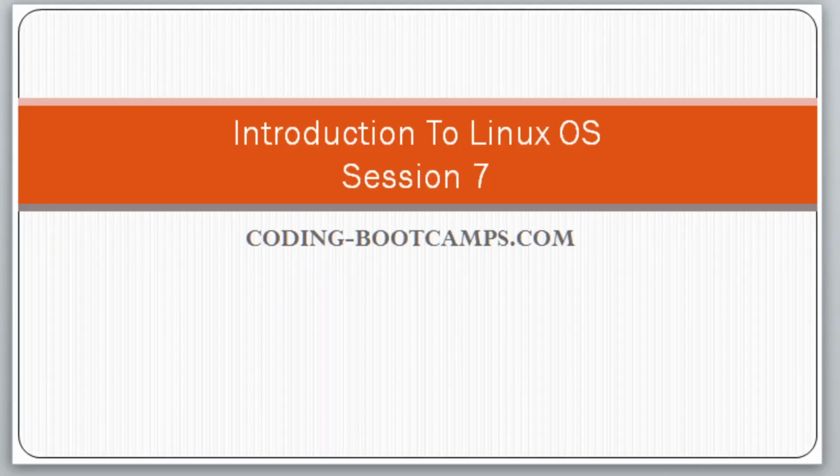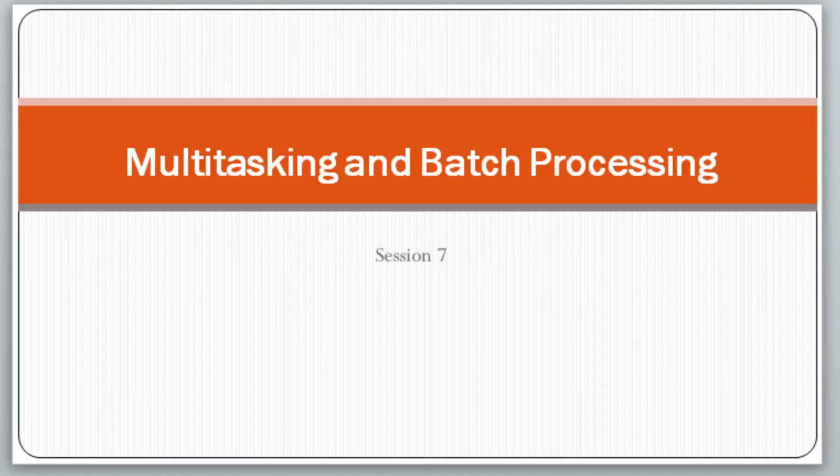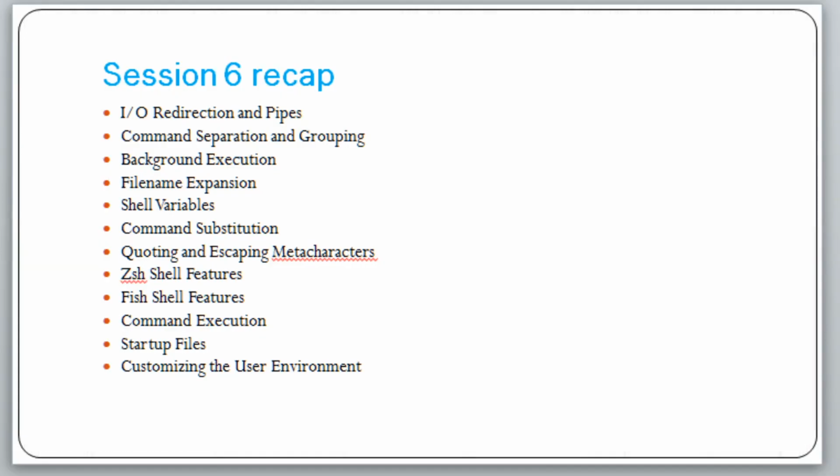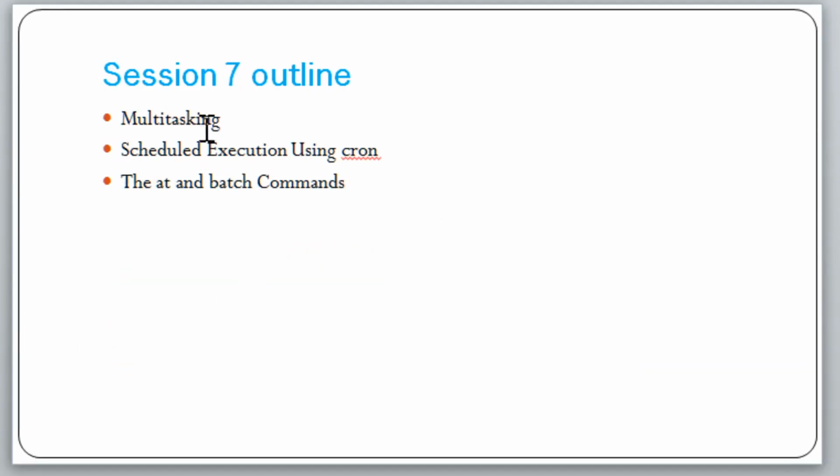So today we're going to be covering multitasking and batch processing. In Session 6, we covered a lot of things, kind of just scratching the surface on them really. We went over input and output redirection and pipes, command separation and grouping, background execution, filename expansion, shell variables, command substitution, quoting and escaping meta characters, Z shell features, fish shell features, command execution, startup files, and finally customizing the user environment. Today, we're going to be covering multitasking, scheduled execution using cron, and the at and batch commands.